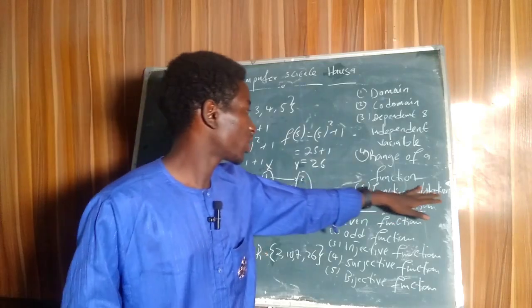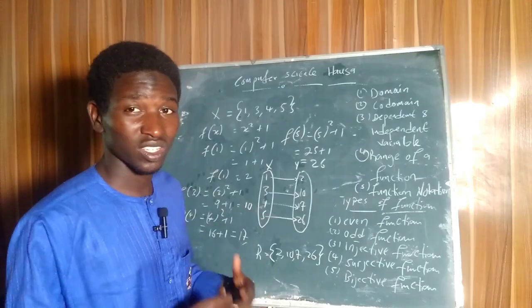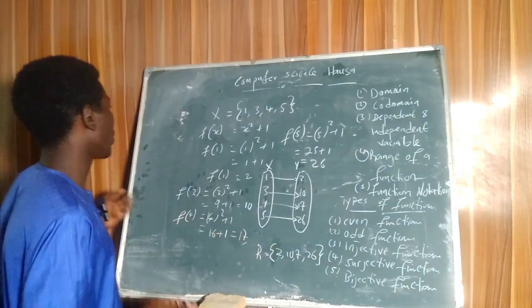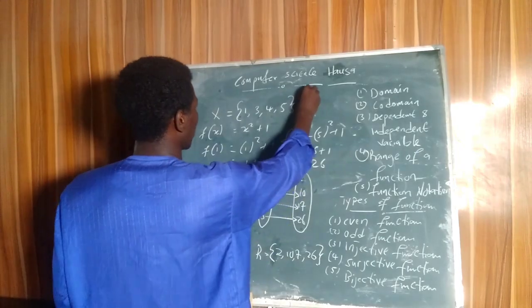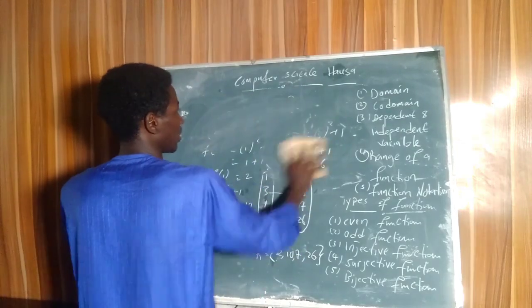Now there is also function notation, right? Function notation, what is function notation? Function notation is just a way of writing a function. There is arrow notation, you can represent a function as, for example, I'm going to erase these things so we have free space.